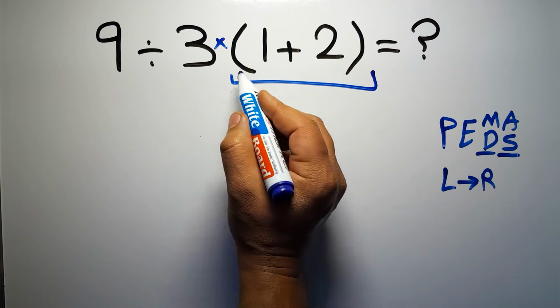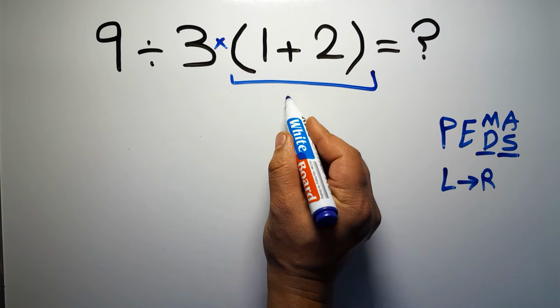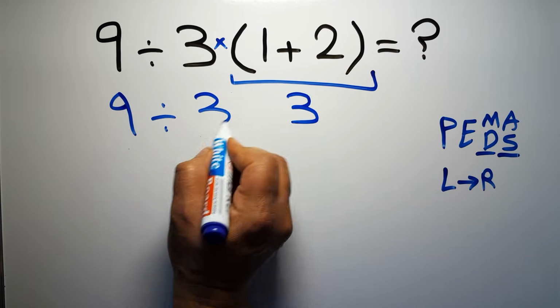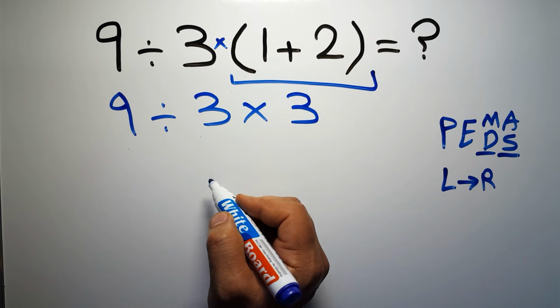So first we have to do this parenthesis. Inside this parenthesis we have 1 plus 2, which equals 3. So 9 divided by 3, then times 3. Now we have one division and one multiplication.